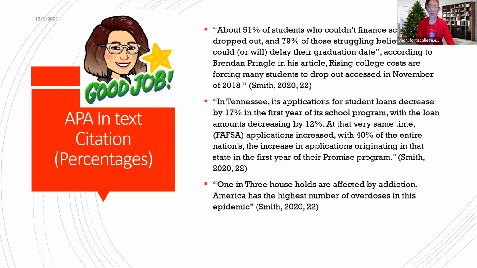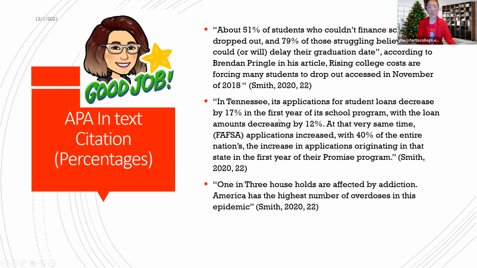So about 51% of students who couldn't finance school dropped out, and 79% of those struggling delayed graduation date. Rising college costs are forcing many students to drop out. And then here you use percentages and dates. So you have to cite the source, Smith 2020-22.